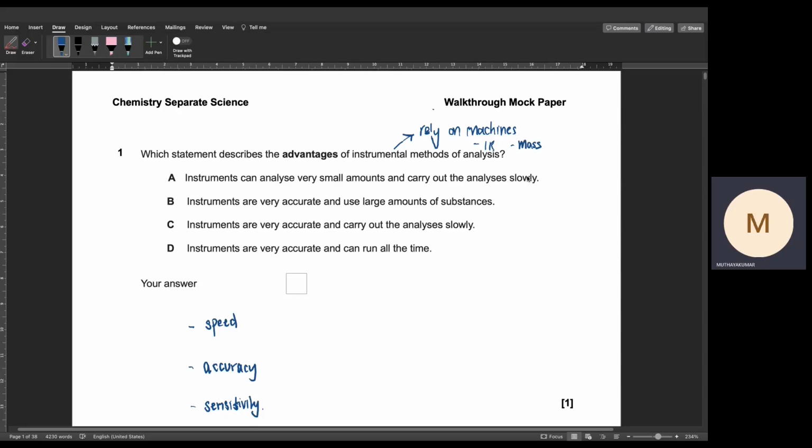can carry out the analysis slowly. Instrumental methods are quick, they have high speed. B, instruments are very accurate, true, and use large amounts of substances. They don't have to, they can, like I said, they're quite sensitive. C, instruments are very accurate and carry out the analysis slowly. Again, the same disadvantage there, slowly is not true. And D, instruments are very accurate and can run all the time, and that is the correct answer.